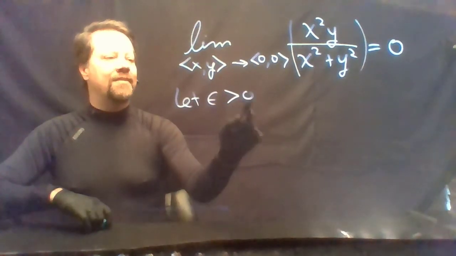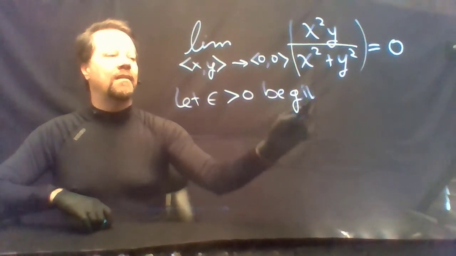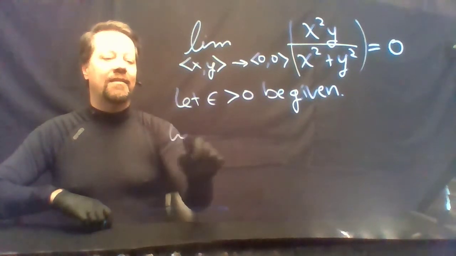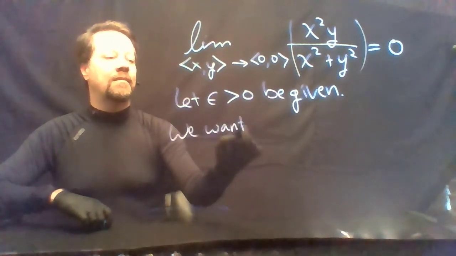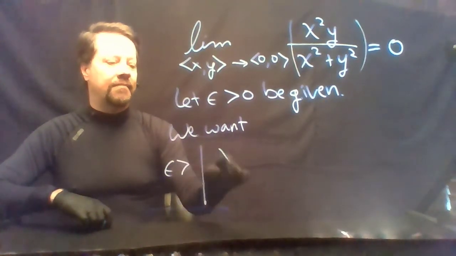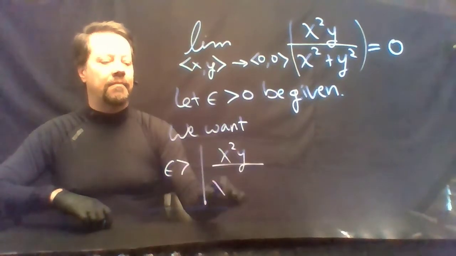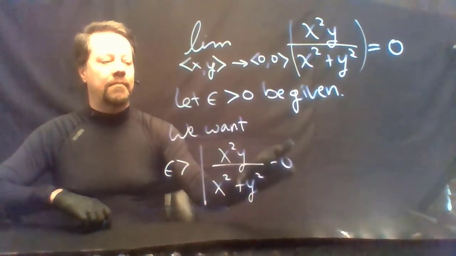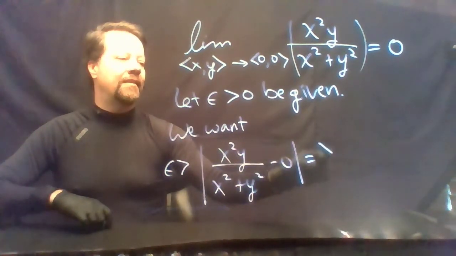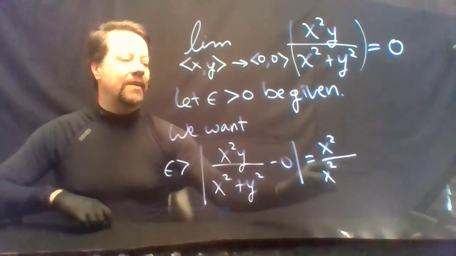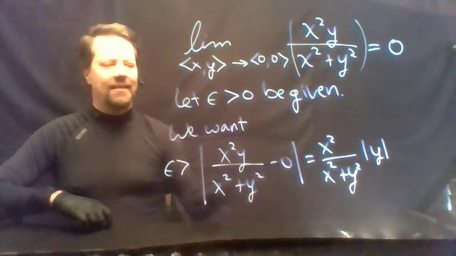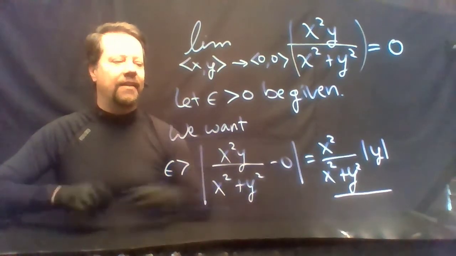Let epsilon greater than 0 be given. As all good limit proofs begin, we want the difference between the function and the limit to be less than epsilon. Notice that this is the same thing as x squared over x squared plus y squared times the absolute value of y. Let's start playing with this expression here.